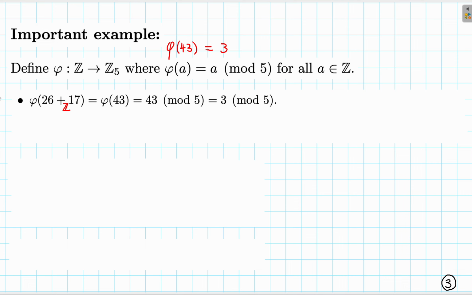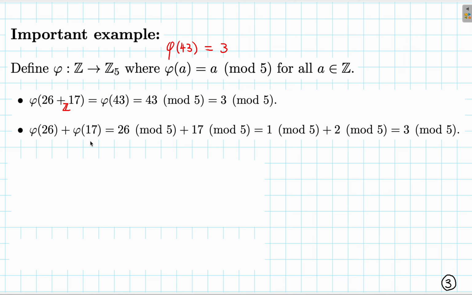Now alternatively, we could apply phi to 26 and 17 individually and then add those outputs in Z5. So this sum is taking place in Z5. Then we get 26 mod 5 plus 17 mod 5, which is the same as 1 mod 5 plus 2 mod 5, which equals 3 mod 5. And so we see that those two processes yield the same result.